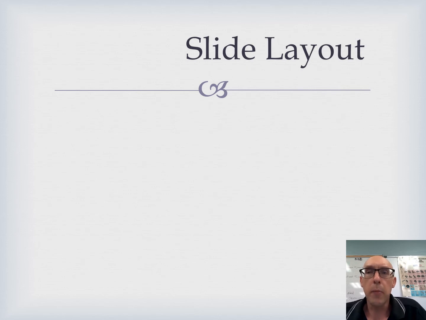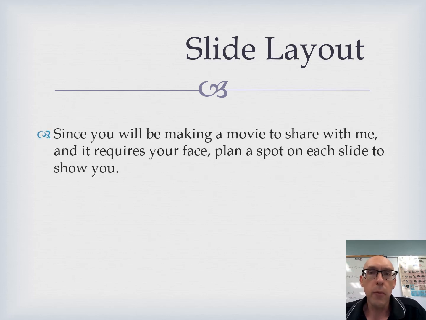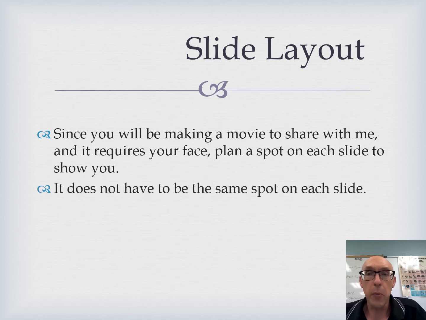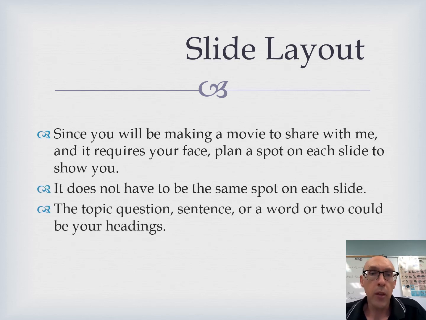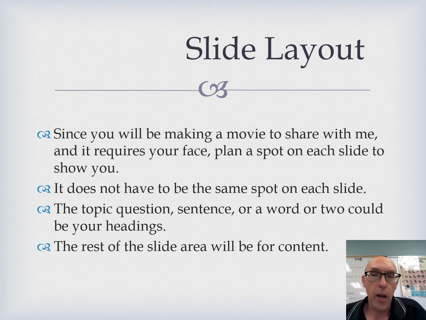Now we're going to talk a little bit about what your slides should look like in terms of how you physically arrange things on your slides. Since you're going to make a movie to share with me and I want to see your face while you're talking, like you're seeing my face while I'm talking, you need to plan a spot on every slide where you're going to position that screen. It doesn't have to be the same spot every time. The topic section that you're working on, it could be a sentence, could be just a word or two, can be your headings, and the rest of the slide will be for your content, however it's laid out.